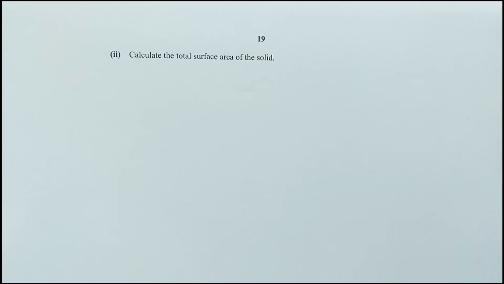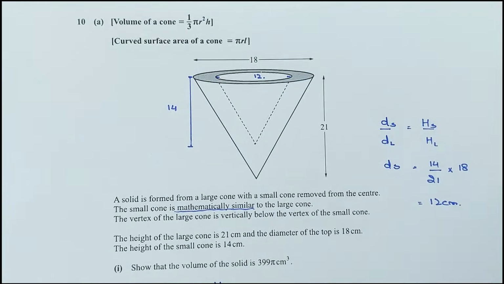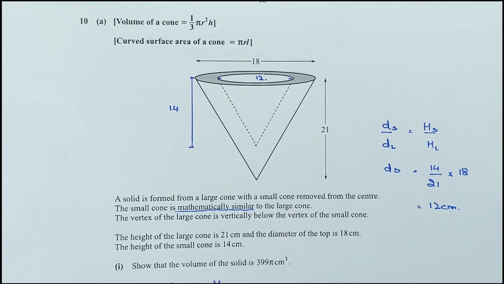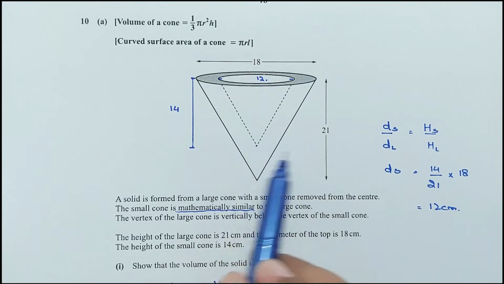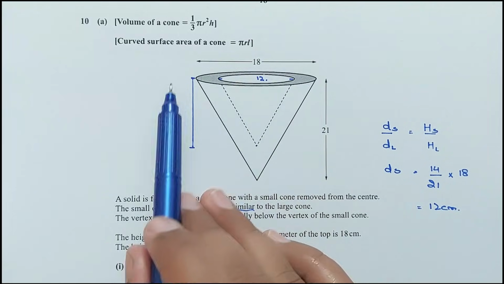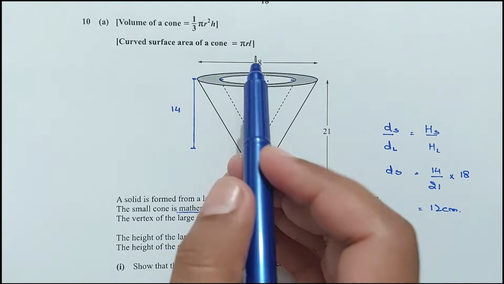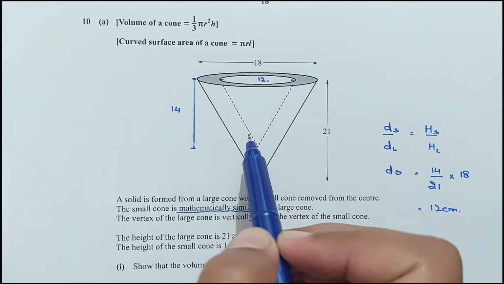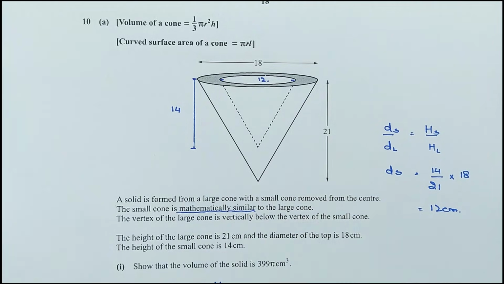Now for the second part, calculate the total surface area of the solid. The total surface area of the solid means we have to find the surface area of the larger cone and subtract the surface area of the smaller one. That would be the total surface area. So the surface area of a cone is basically the curved surface area, which is pi r L, and the area of a circle, which is pi r squared, right? So we have the radius of both cones, which is 9 and 6, and we have to find the value for L, the slant height, right?